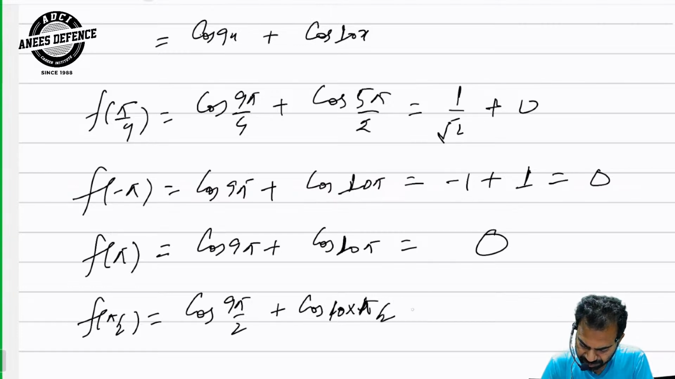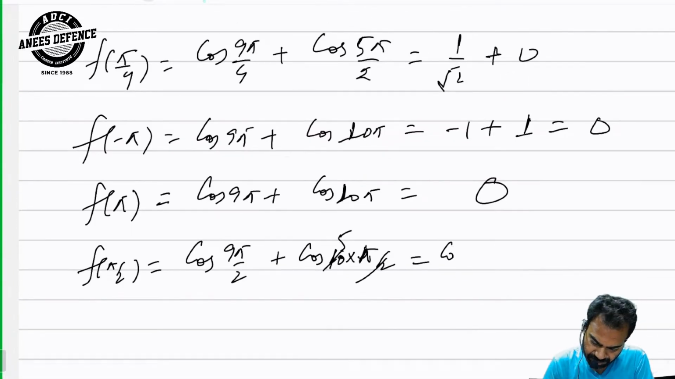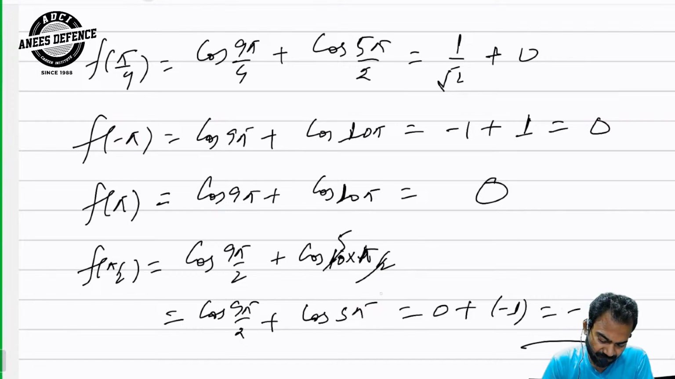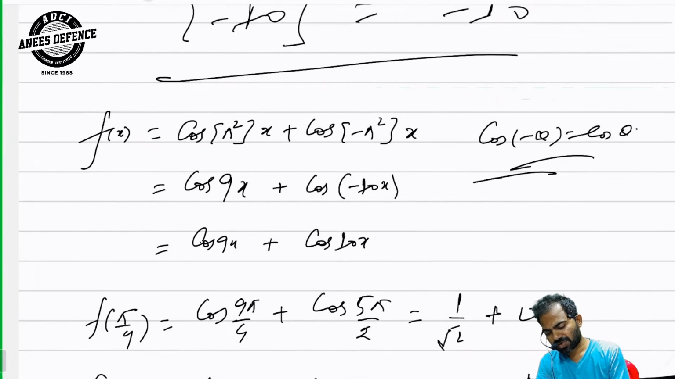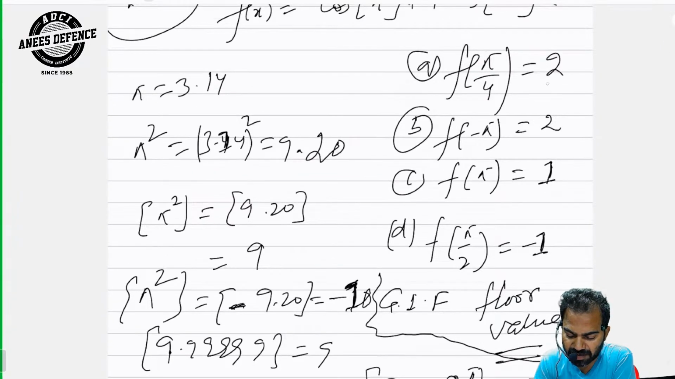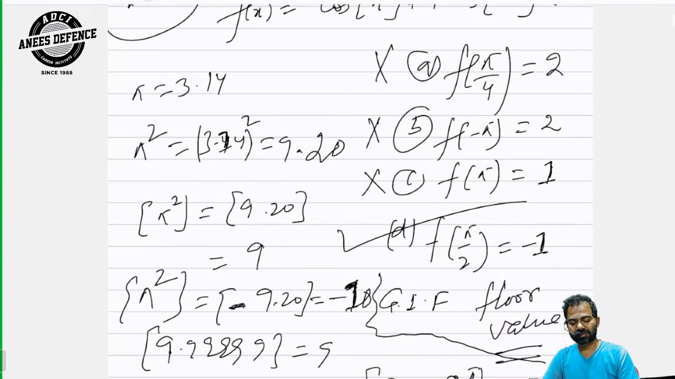Any problem? 2 5 is 10. Cos 9 pi by 2 will be 0. Cos 5 pi will be minus 1. So this is minus 1. Fourth option is correct. You can see first option f of pi by 4 should be 2, so this is wrong. Minus pi I have found 0, so f of pi should be 1. I have found 0, this one correct.